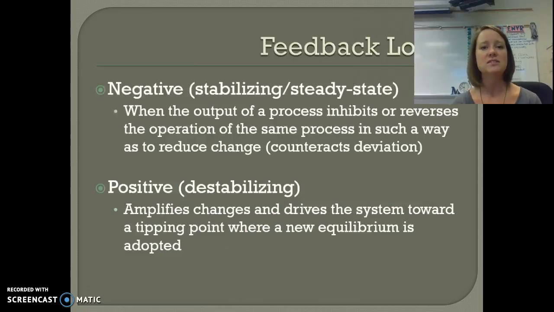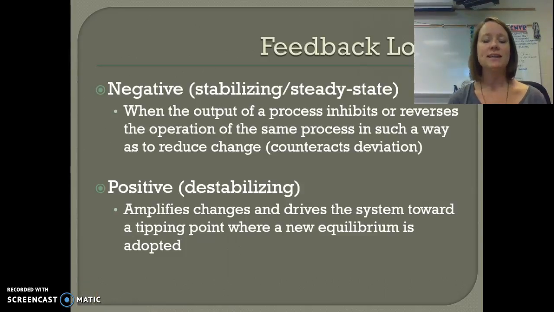All right, so I mentioned that negative feedback is what stabilizes those ecosystems. So negative feedback is called stabilizing feedback or steady state. And it's when the output reverses the operation of the same process or counteracts deviation. And we'll look at some examples so that this definition makes a little bit more sense.